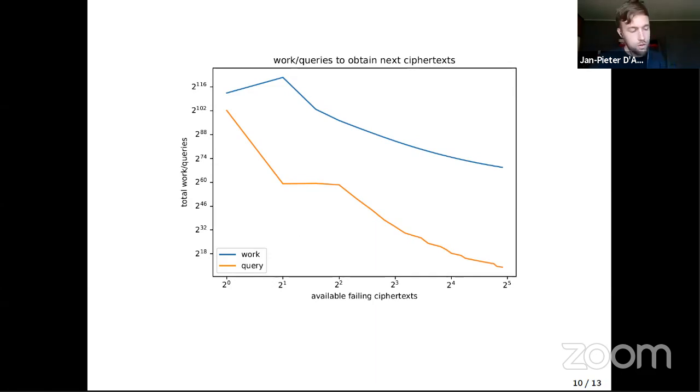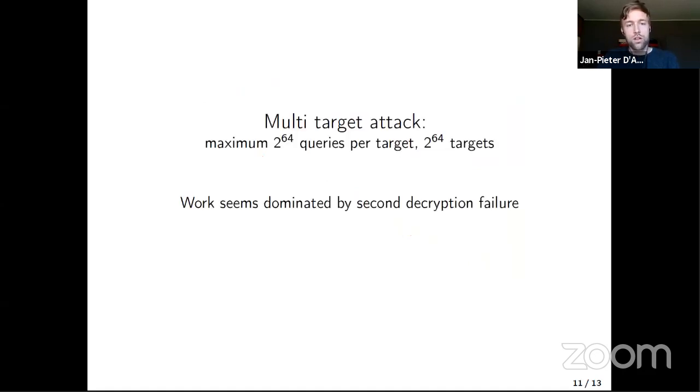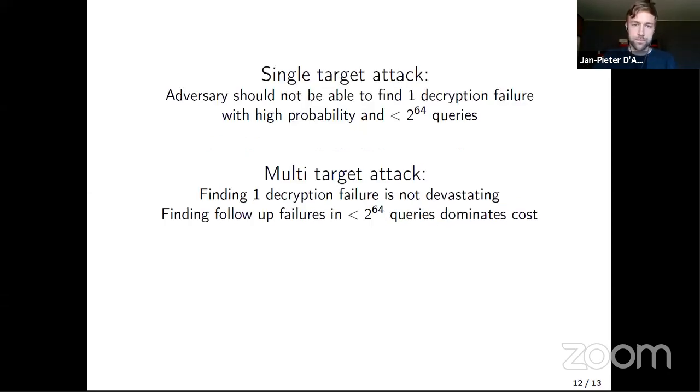The graph that I'm showing you, I should have said earlier, is a toy scheme that we made, which represents Kyber or Saber. It has the same parameter set, or the same properties, as Kyber and Saber in the submission. So essentially, in the multi-target attack, the work seems dominated by finding the second decryption failure, or finding the follow-up failures in under 2^64 queries.